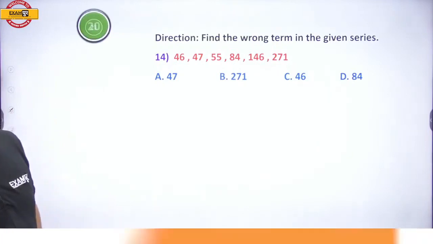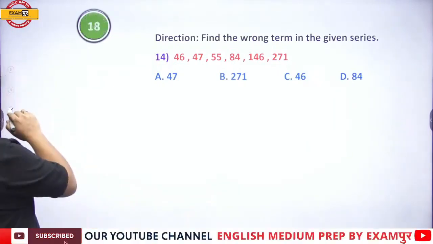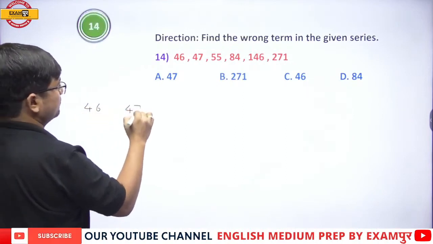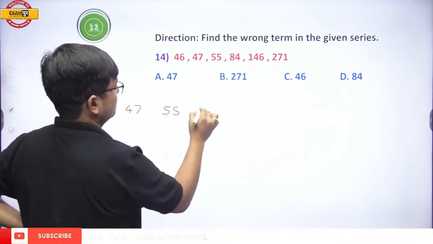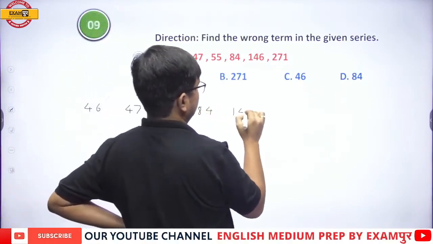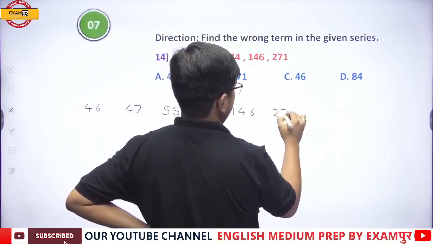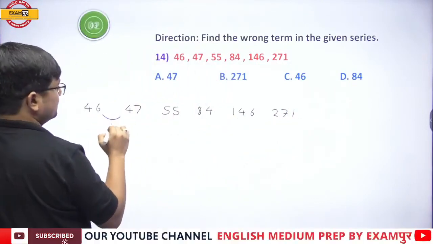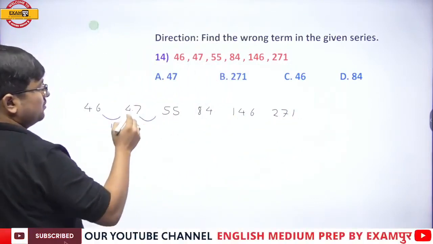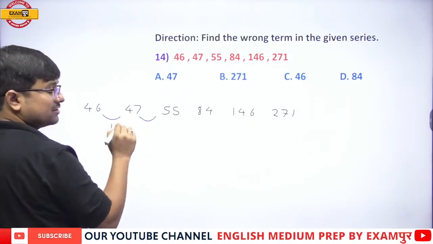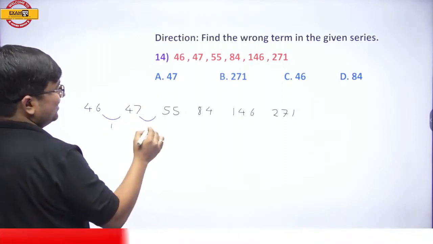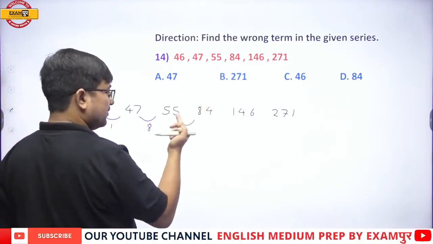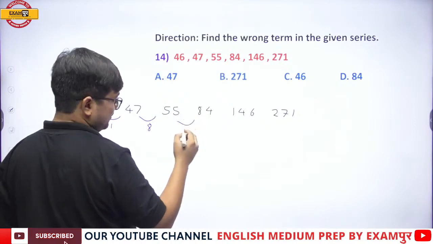Now what is going on over here? Let us see. Okay, now see my dear students, what is happening over here? Difference is 1. Here, what is the difference? 47. It is how much? 40. Here it is 8. Okay, here it is how much? See, 55, 65, 75, 85.